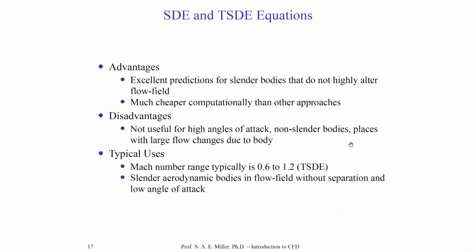Unfortunately, the disadvantages are if you have any kind of body that's at a high angle of attack, it's not very slender, or there's places where there's large flow separations or any large disturbance relative to the baseline incoming flow, then you can't use these equations. The transonic equations in particular can be used in Mach ranges of perhaps 0.6 to 1.2 for a typical body. The slender aerodynamic bodies in the flow fields must not have separation, and they must have a low angle of attack. This is very important to remember.